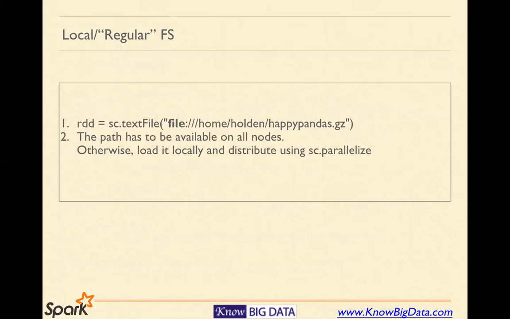So if you want to read from a local file, instead of using hdfs://, you can say file://. If you want to read data from, say, network file system, NFS, instead of saying file://, you say nfs://. All right, that's it. So just changing the protocol actually does the magic.